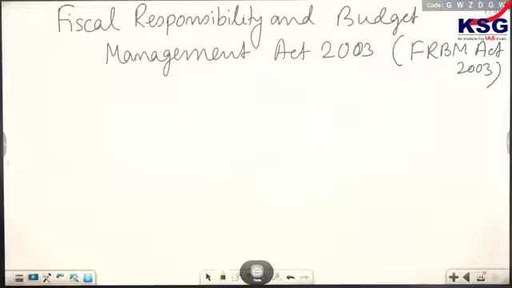Okay, what are the fiscal indicators? Like fiscal deficit, revenue deficit, effective revenue deficit, primary deficit, these are all known as fiscal indicators or fiscal parameters. If you have the concept, then just by seeing the values of all these indicators, you can estimate the fiscal condition of the government.